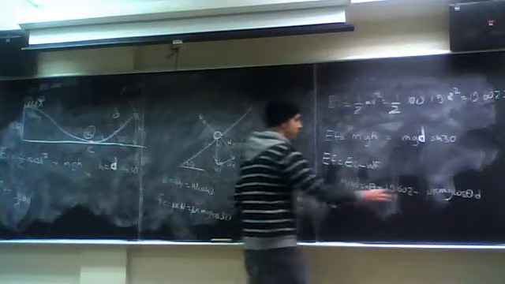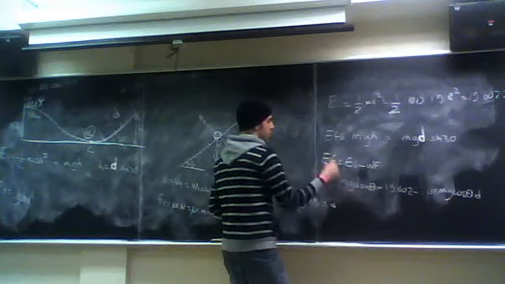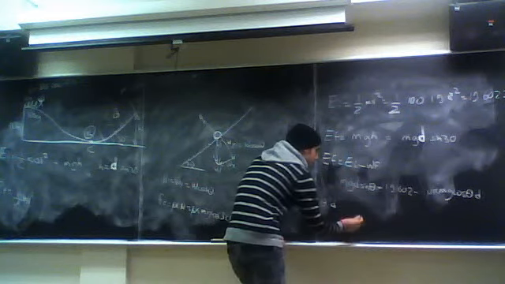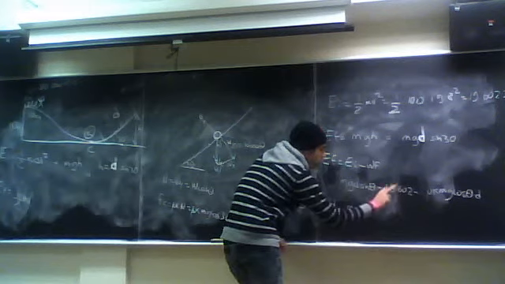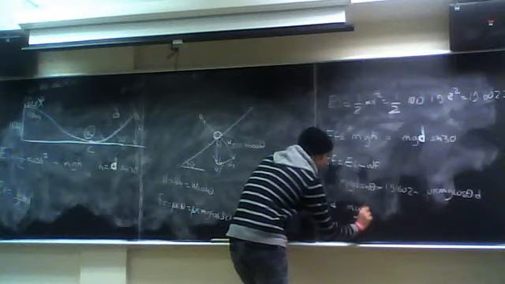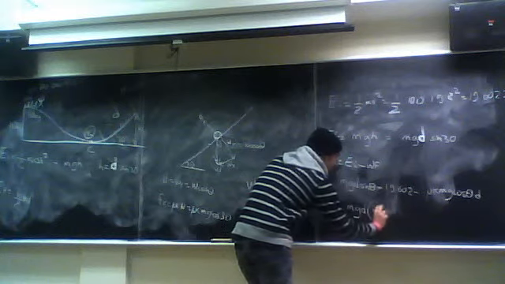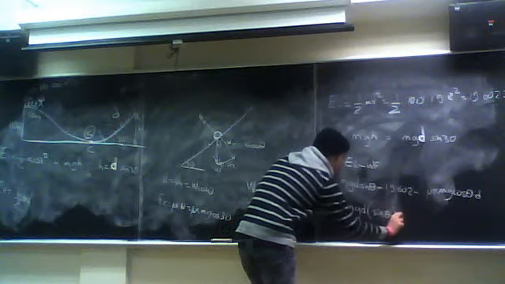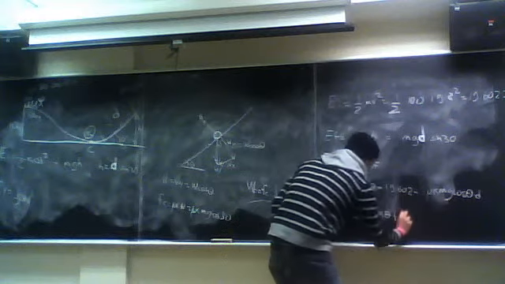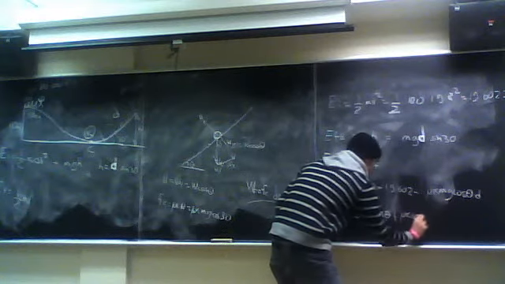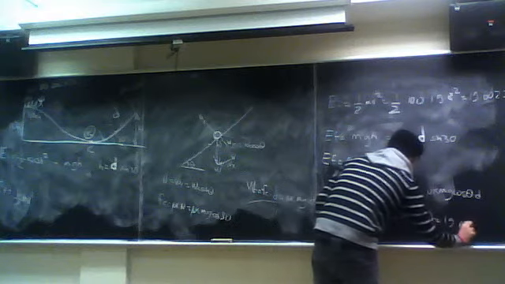So if I bring this over to this side, I will have essentially mgd, right? That appears in both. Sine of theta plus mu k cos of theta, that's equal to 19,602.